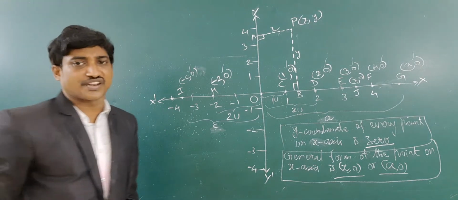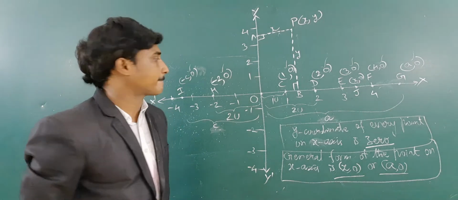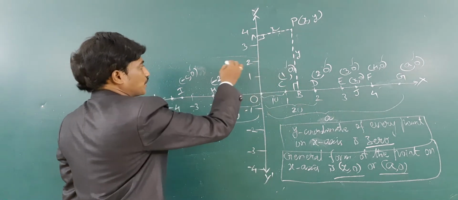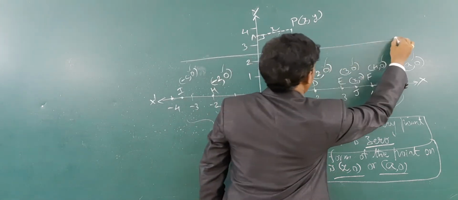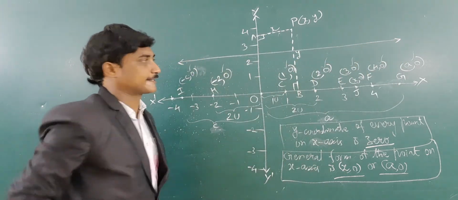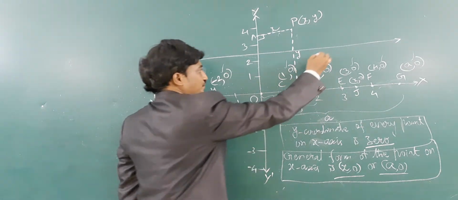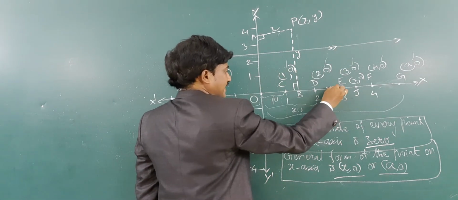If there is a line, let me take a line parallel to the x-axis. This line is parallel to the x-axis.